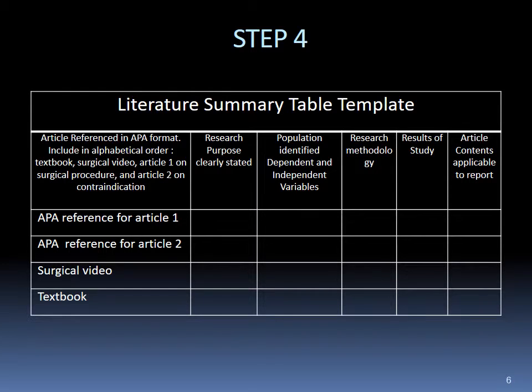Step 4 will involve the completion of the literature summary table. Review the articles in detail and complete the literature summary table. You will need to research the APA references for your research article to ensure you have written them correctly. The APA reference for the videos are provided in the syllabus and in the Module 6 agenda page. An example of the literature summary table is provided in the position paper example, which can be also found on the Module 6 agenda page.